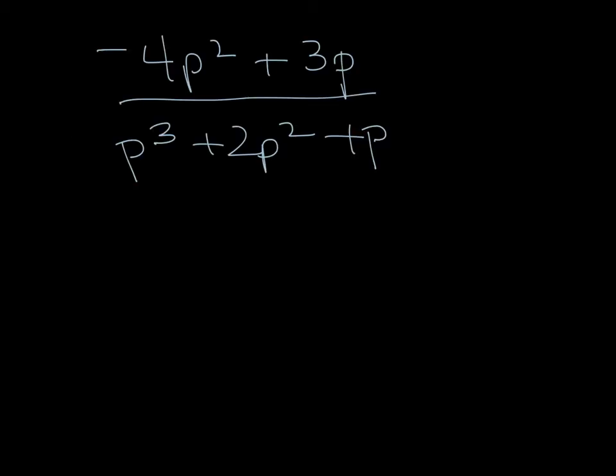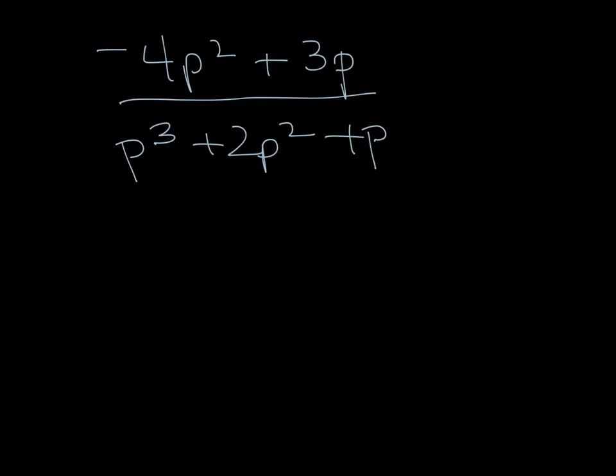Okay, so here's our next example. Negative 4p squared plus 3p over p cubed plus 2p squared plus p. Now, the first thing you need to know is we are not going to separate these into monomials. We have a binomial over a trinomial. So we have to think about how we are going to factor a binomial and a trinomial. So this goes back to the factoring chapter. And you got to remember how you factor all polynomials.